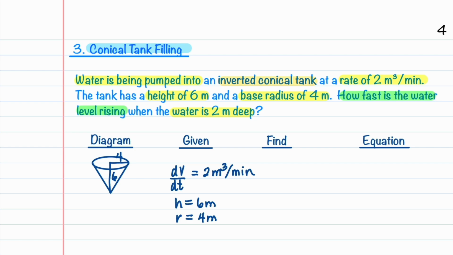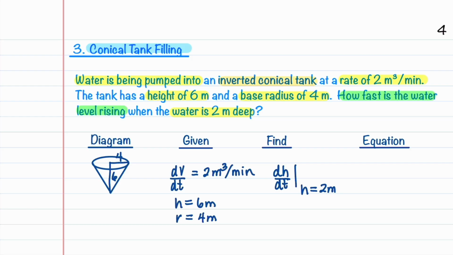Now let's look at what we have to find. We want to find how fast the water level is rising. So when the water is rising, the height of the water is changing. So we want to find dh/dt when we're told the water is 2 meters deep. So that means the height is 2 meters.